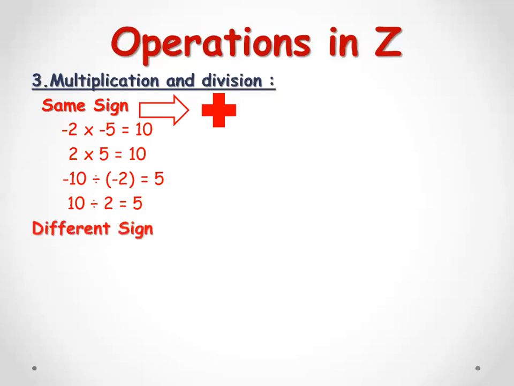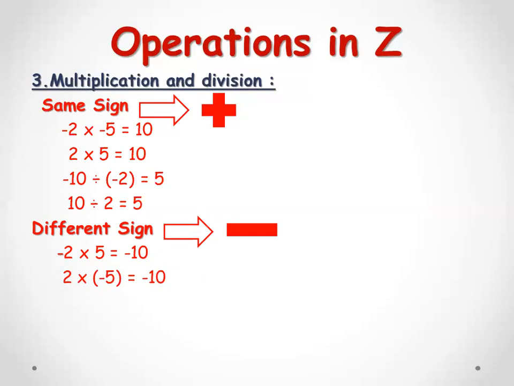What if they are different sign? If they are different sign, my answer is going to be negative. Here I have negative 2 times 5, different sign, so I'm going to put negative in the answer. 2 times 5 equal 10. 2 times negative 5, it's the same.